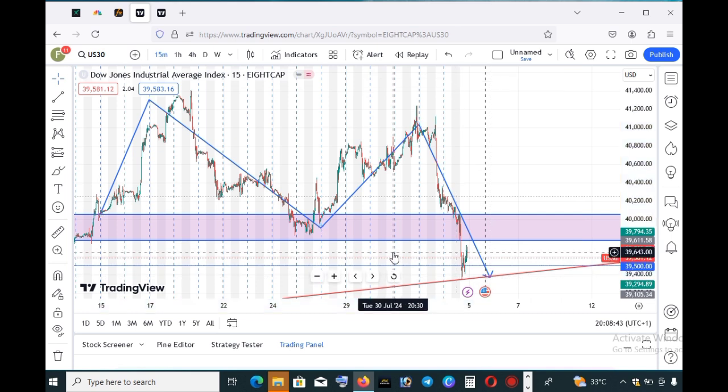So that's basically how I do my top analysis, and that's also basically how I place my trade.